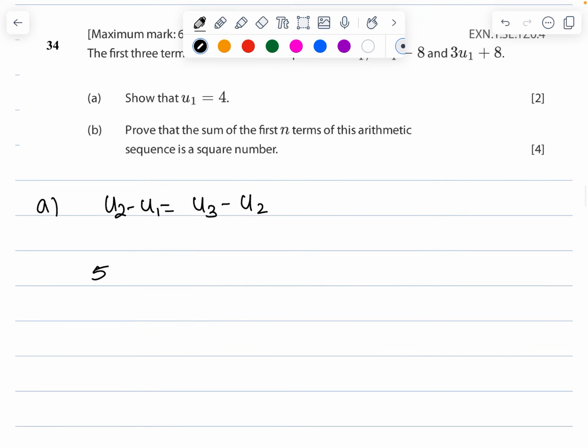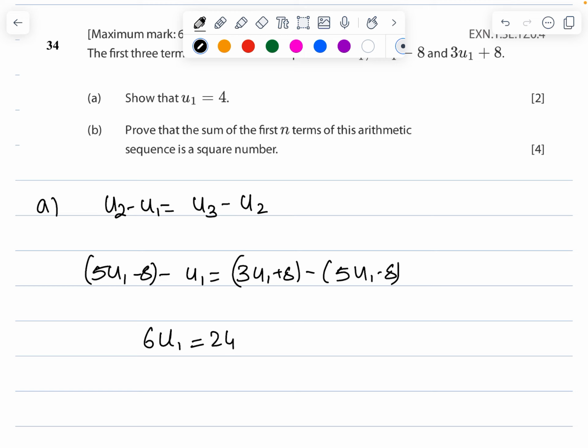So which is nothing but what? 5u1 minus 8 minus u1 equals 3u1 plus 8 minus (5u1 minus 8). So this gives me 6u1 equals 24, u1 equals 4. That's going to be the answer. Method mark and accuracy mark.